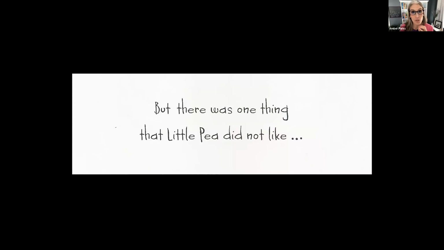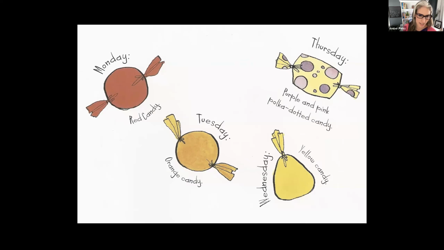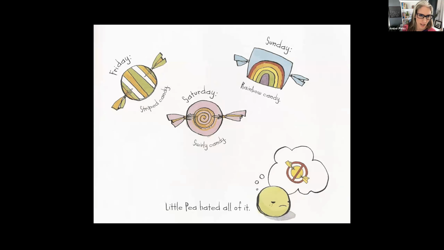But the actual story where there's a sequence of events starts right here when we learn that he does not like candy. That's what you have to eat for dinner every night when you're a P. Candy, candy, candy. Monday, red candy. Tuesday, orange candy. Wednesday, yellow candy. Thursday, purple and pink polka dotted candy. Friday, striped candy. Saturday, swirly candy. Sunday, rainbow candy. Little P hated all of it.